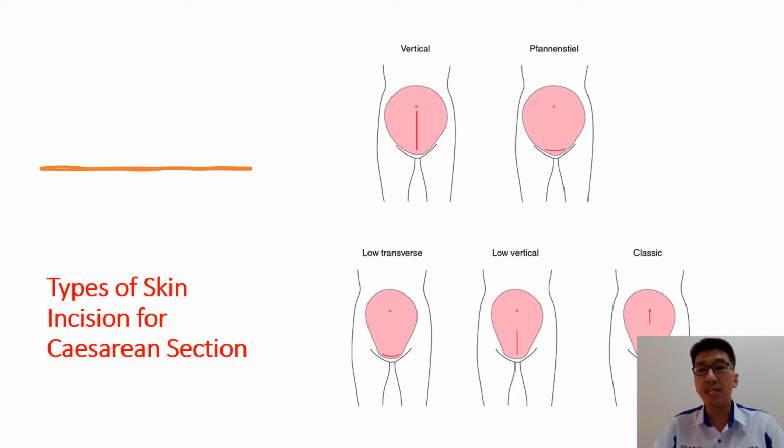So these are various types of skin incision for Caesarean section. It can be vertical, it can be lower transverse, low vertical, the classic upper, or the usual one, which is the Pfannenstiel lower segment Caesarean section. So the one that is usually performed on mothers for Caesarean section is the Pfannenstiel incision, which is at the lower segment of the uterus.